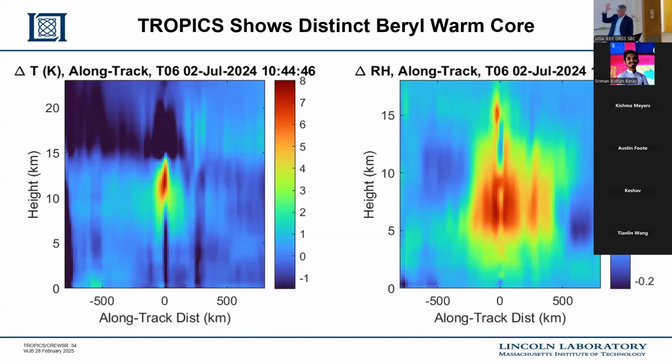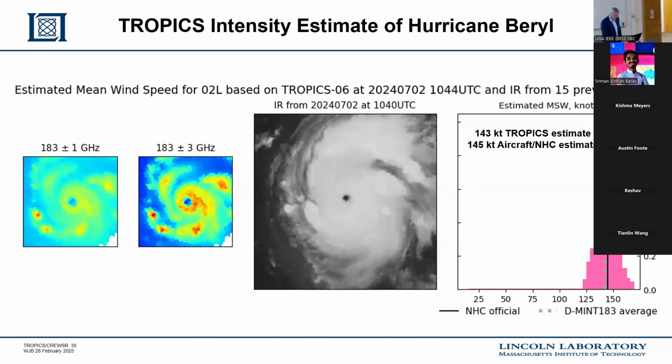This is a slice through Hurricane Beryl. On the left, I'm showing you the temperature anomaly, where the red is warming relative to the pixel outside the storm, and the moisture anomaly. We can relate these to intensity, and when we do that, we get a very accurate estimate of tropical cyclone intensity. The Wisconsin group is doing this. Again, the truth is the black, and the TROPICS estimate is the gray squares. They essentially nail it. It's a very accurate estimate of intensity with that temperature anomaly technique.